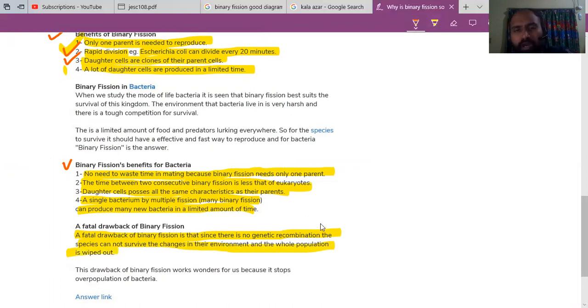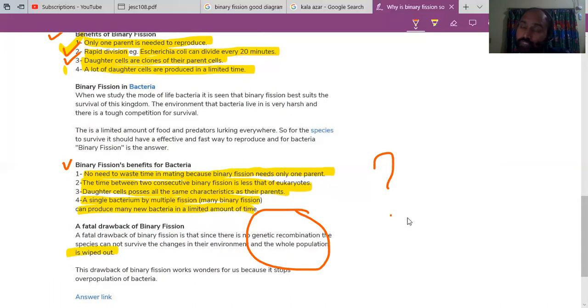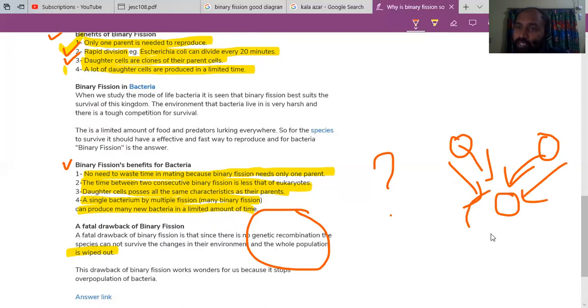So what do you mean by genetic recombination? In sexual reproduction, as you know, two parents are required. The DNA is mixed there to form a daughter or son, isn't it? So genetic recombination is nothing but mixing of the DNA. Father's DNA and the mother's DNA get mixed to form the DNA of the child. So this is called genetic recombination. In bacteria, it is not happening, isn't it?